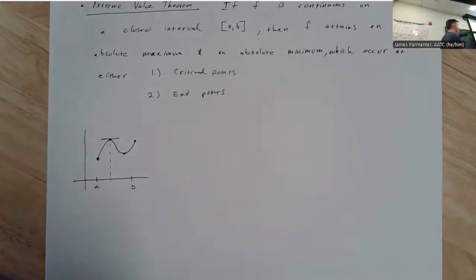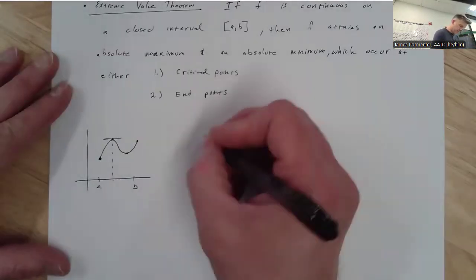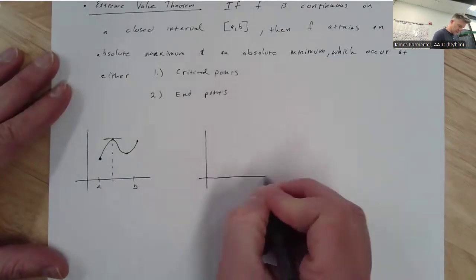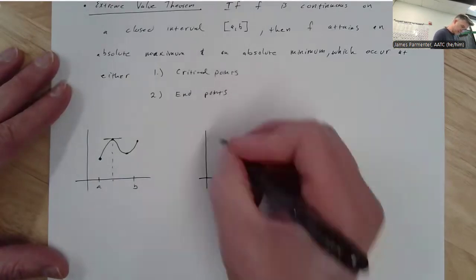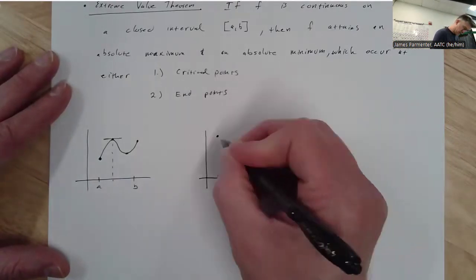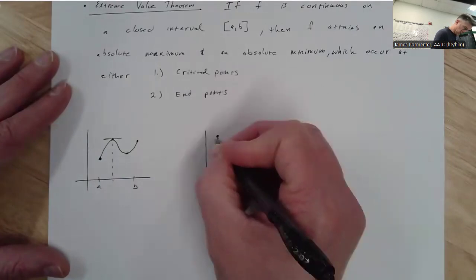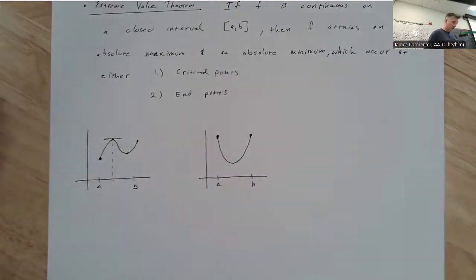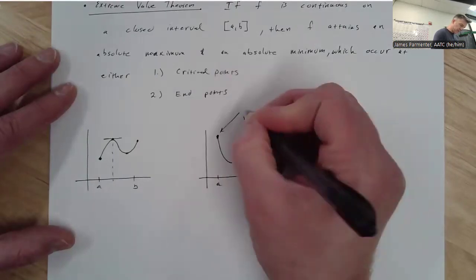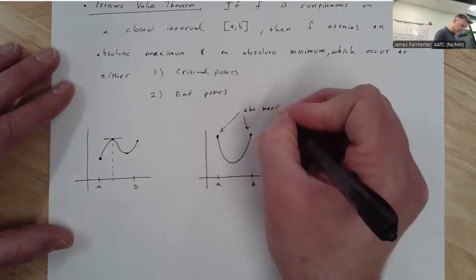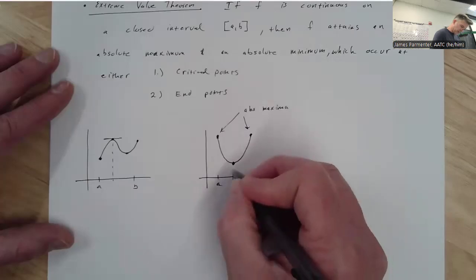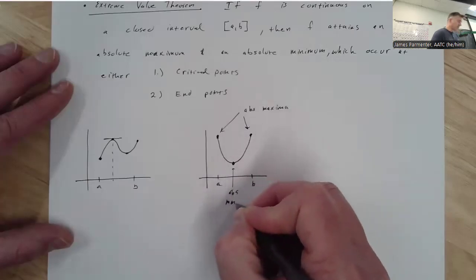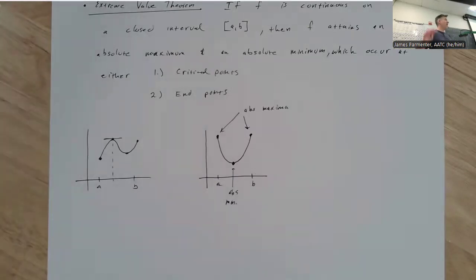Question. Can two points both be the absolute maximum? Yes, you can have multiple absolute maxima, for sure. For example, you could have a function that looked like this, where both of these endpoints happen to be at the same highest point, so you have two absolute maxima and an absolute minimum. Or you can have a constant function, which is kind of boring, but technically every point is an absolute maximum and an absolute minimum. Kind of gross.